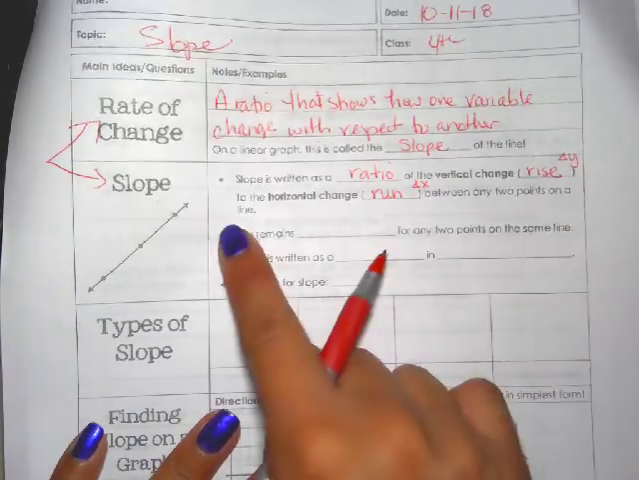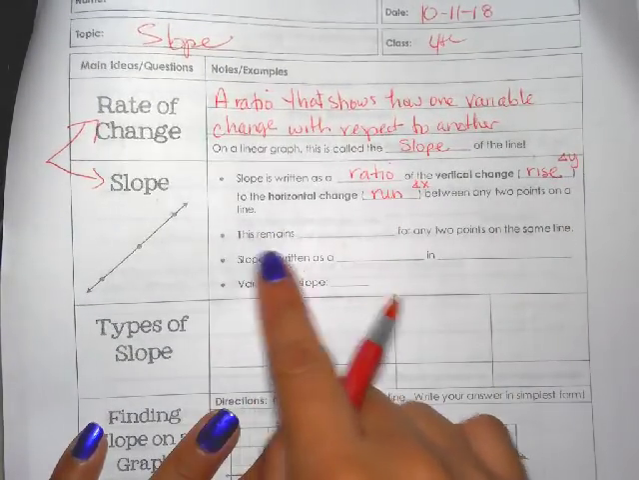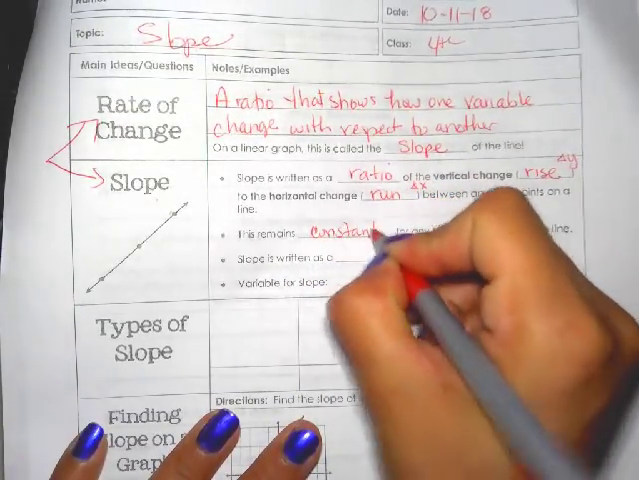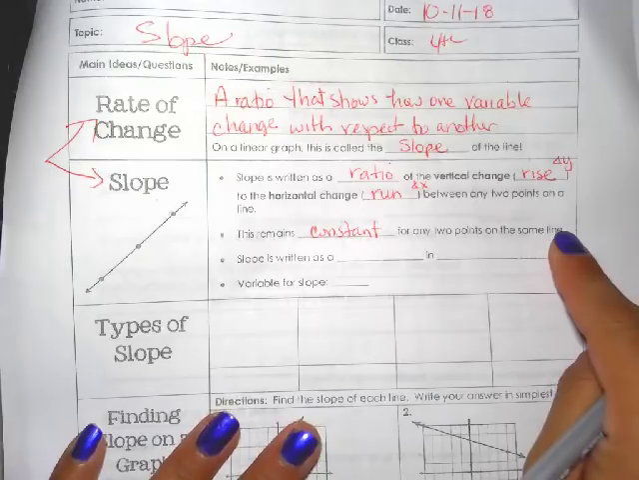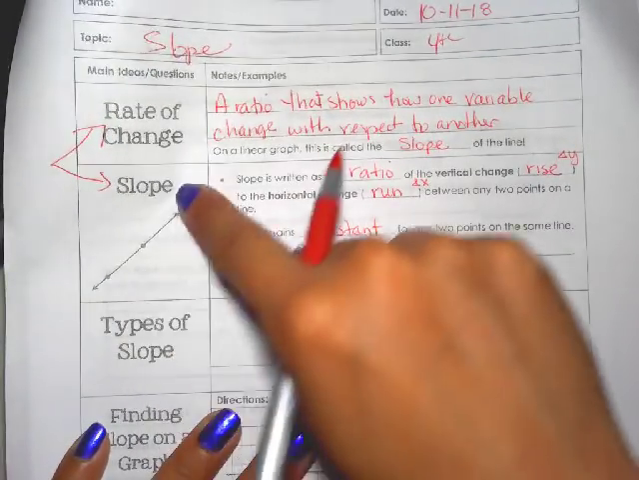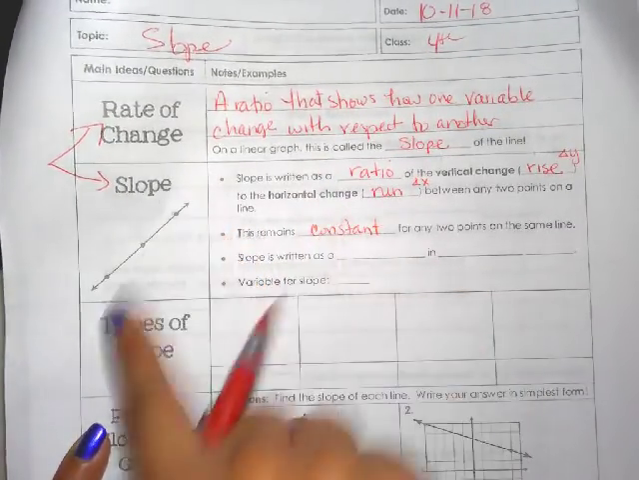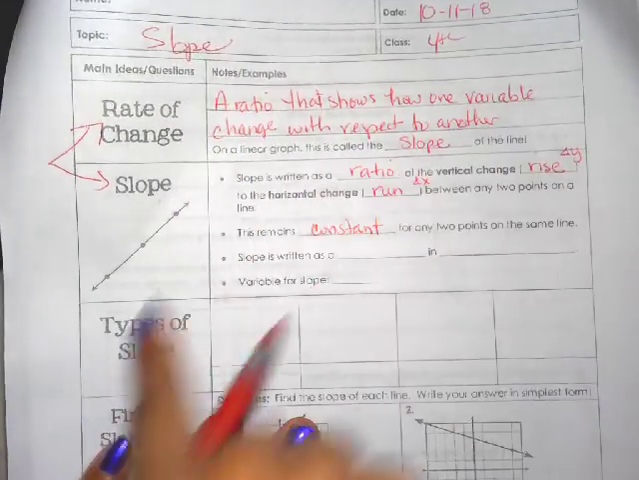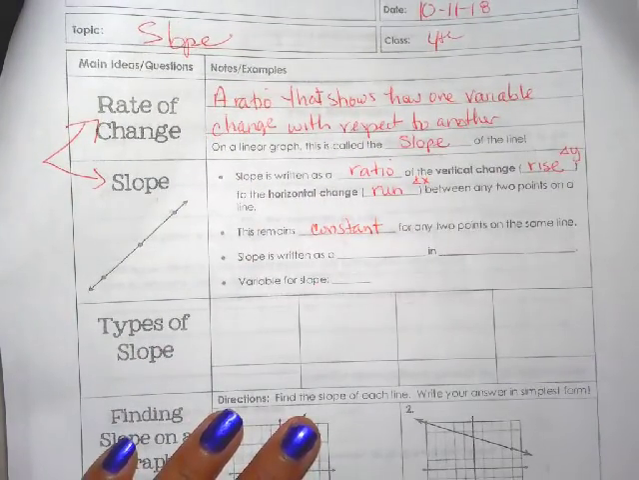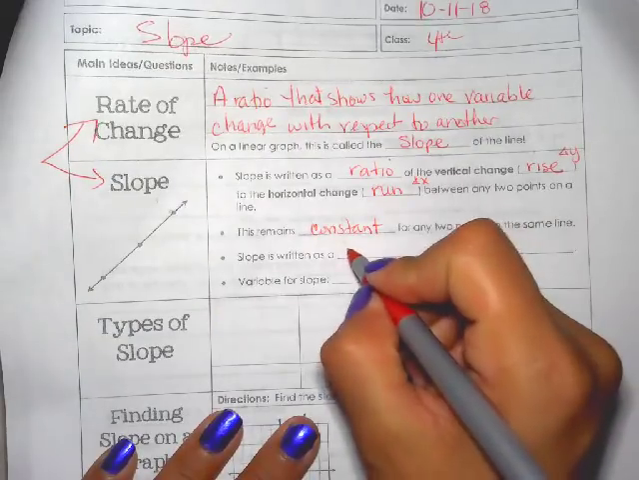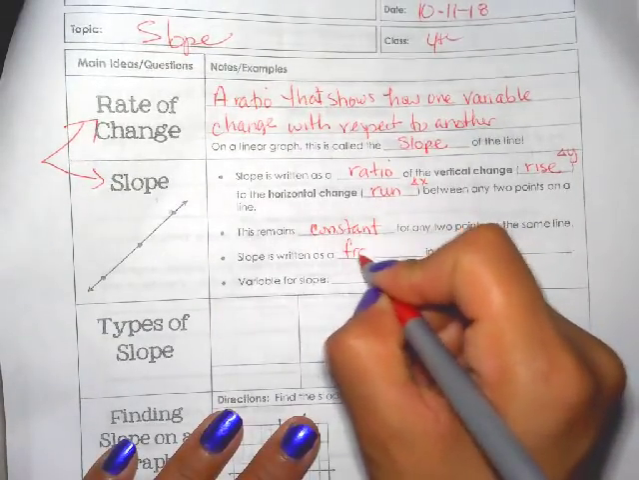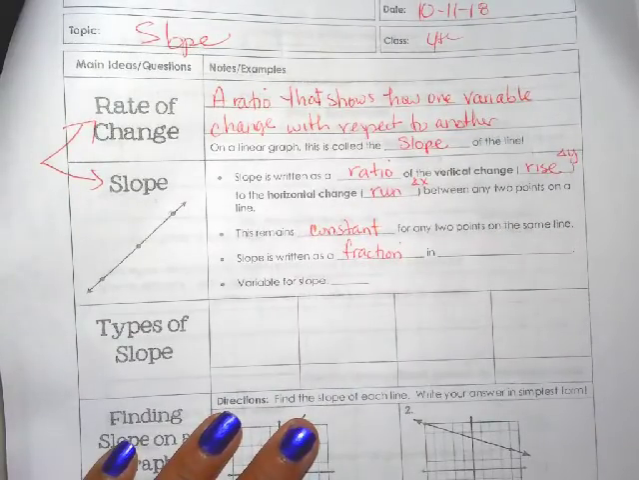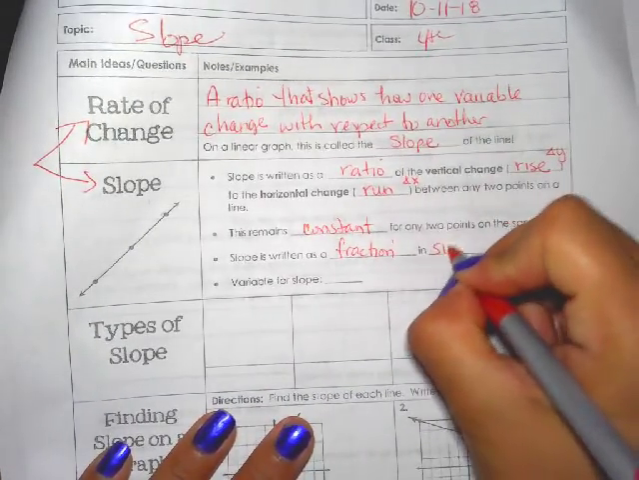Between any 2 points on the line. Okay. This remains constant for any 2 points on the same line, and that's if it's a linear line or a straight line. There's no reason why it's going to change. It'll always be the same slope no matter where you start on the line. Slope is written as a fraction in simplest form.